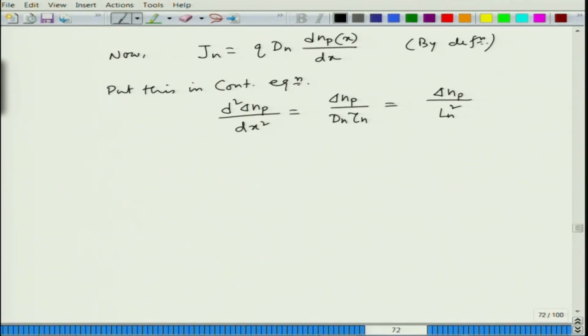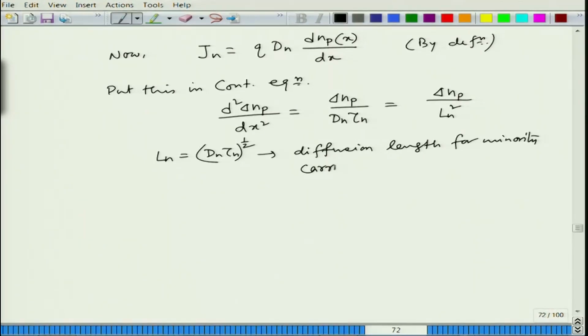Okay. So, L n is what? L n is basically nothing but the square root of this D n tau n, and it is called the diffusion length for the minority carrier, right.